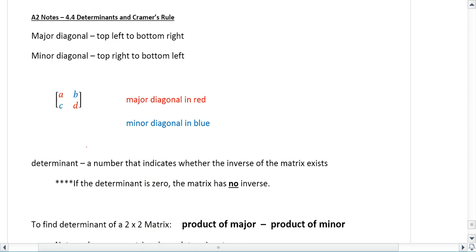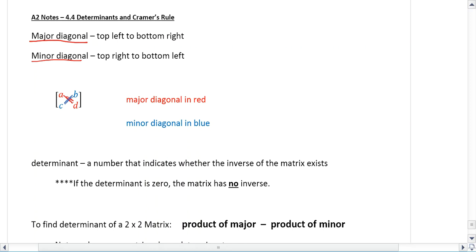So before we can talk about determinants, we need to look at a few terms. You need to know what a major diagonal of a matrix is and what a minor diagonal of a matrix is. The major goes from the top left to the bottom right. So this is the major from A to D. The minor diagonal goes the other way. So from C to B is the minor diagonal.